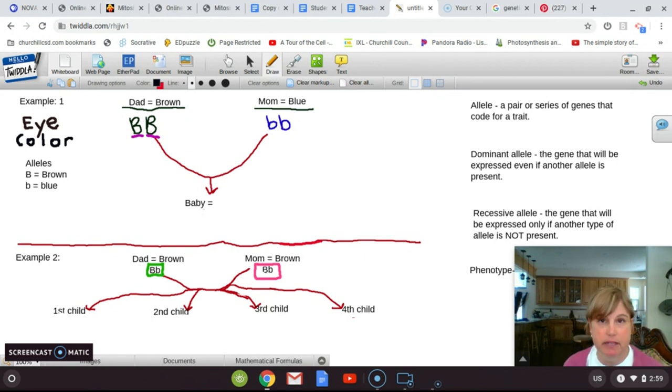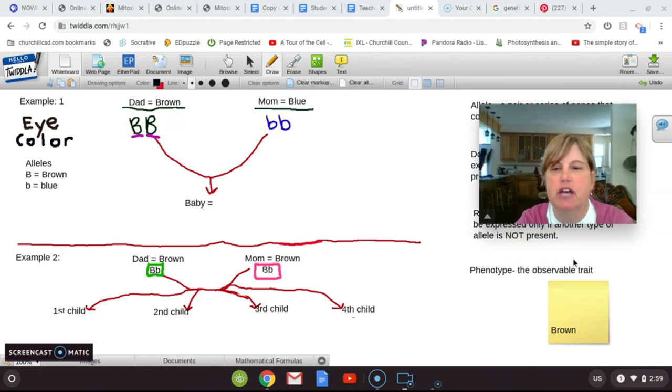So you can have a dominant allele, which is the gene that will be expressed even if another allele is present. So the dominant is the strong one. He's going to be the one that shows. And then recessive is kind of the wimpy, shy one. It's the allele that will be expressed only if another allele isn't around. He'll only show up if there's no other allele around.